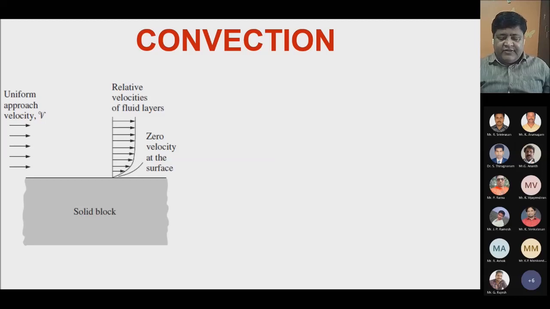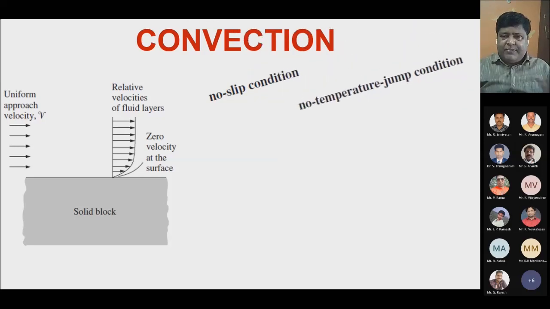At the surface, the velocity is given as zero. So there's a no slip condition here. Then there is the no temperature jump condition. We understand that the fluid which is in contact with the solid surface will be in equilibrium with the solid surface, and it will have the temperature of the solid block.